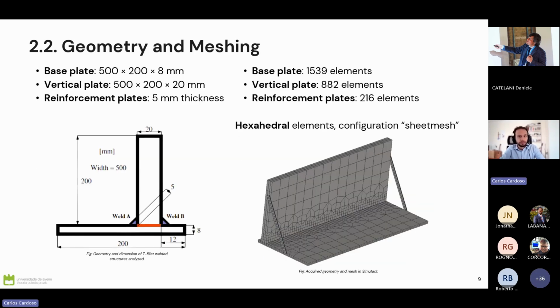For the geometry, the base plate considered 8mm thickness, the vertical plate 20mm, and the tack plates 5mm. These models were created as SolidWorks parts and were imported to Simufact to be meshed. Since they are more accurate and efficient, hexahedral elements, or first-order brick elements, were used. As we can see in the picture on the right, a refined mesh was applied along the weld region, including the toe and the root, to better capture the thermal and mechanical gradients generated during welding.